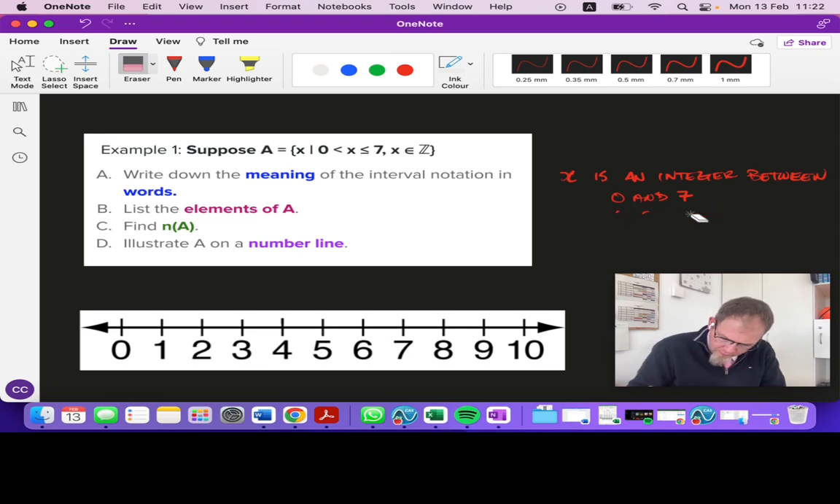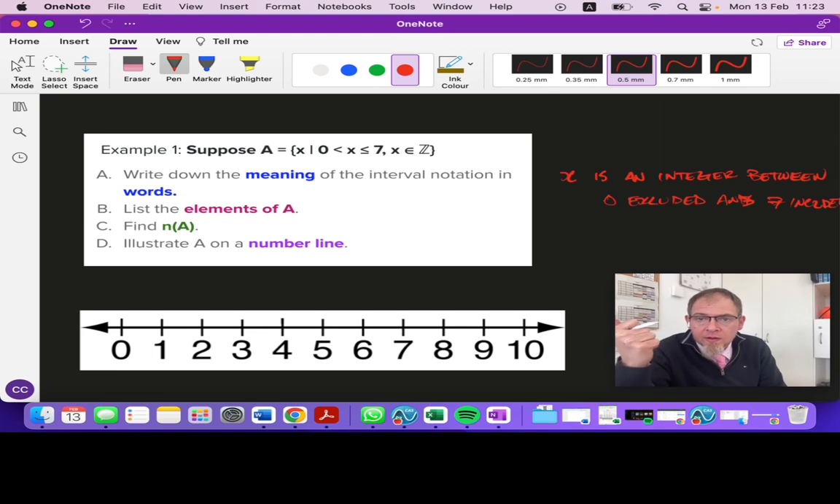So maybe there's a better way of writing that. Sorry. Between 0 excluded and 7 included. All right. So we've got all of the things there. It's an integer. Check. It's because it's strictly greater than, so it's excluded, and less than or equal to, there we go.